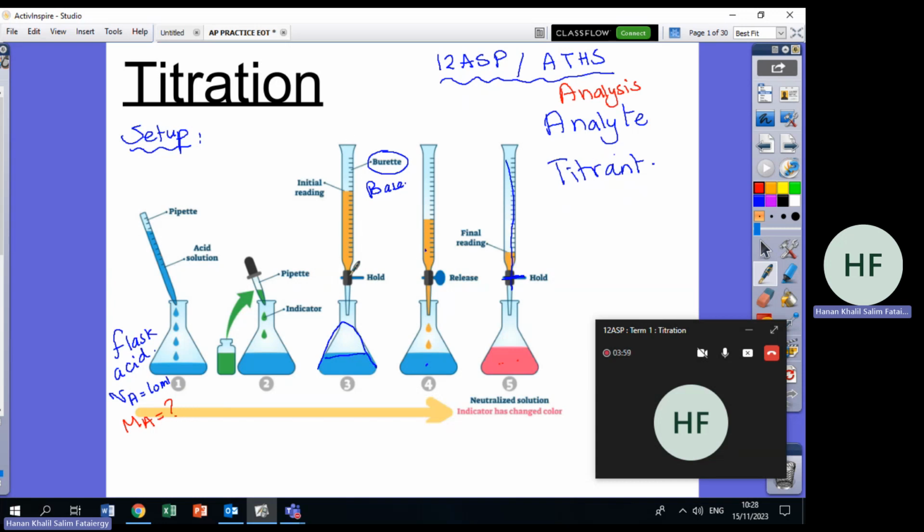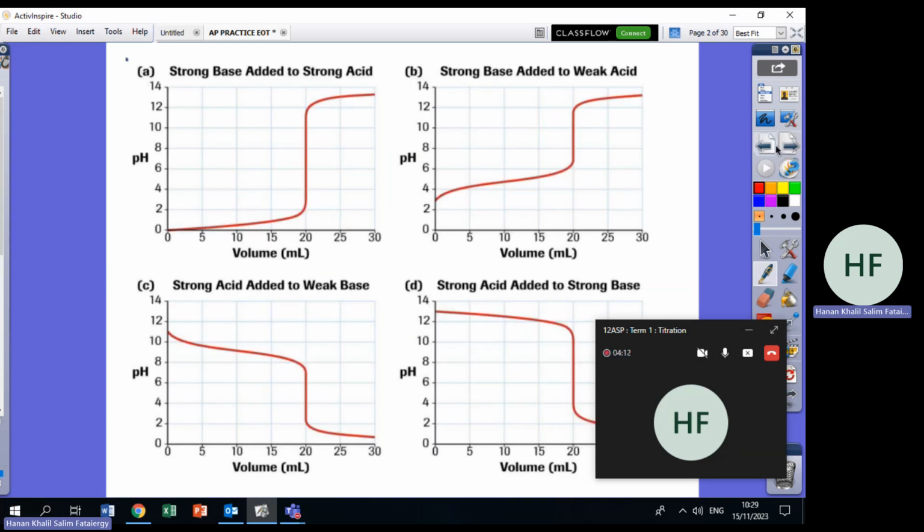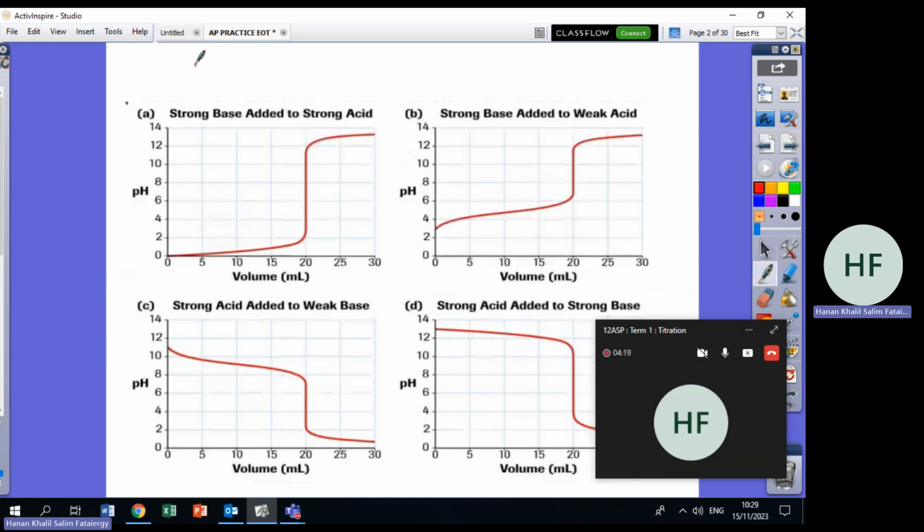Titrant is the substance that is placed in the burette. And if the analyte is acid, the titrant is base. If the analyte is base, then the titrant is acid. Whenever we do the titration, we will have something called a titration curve. A titration curve is something that looks like this. This is a titration curve.